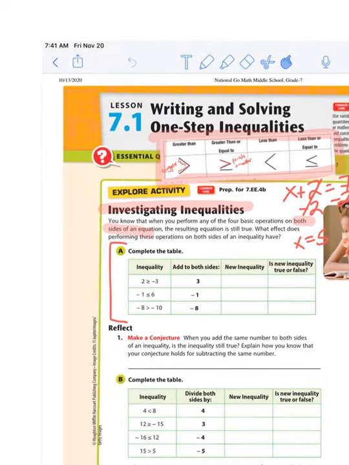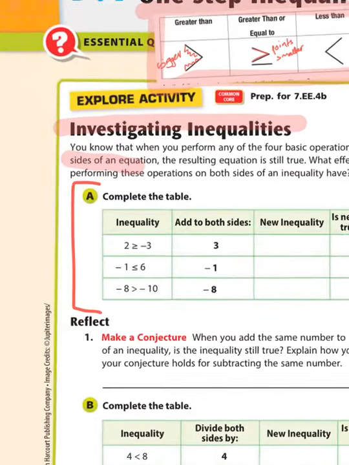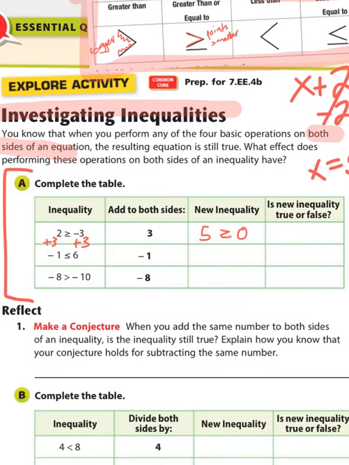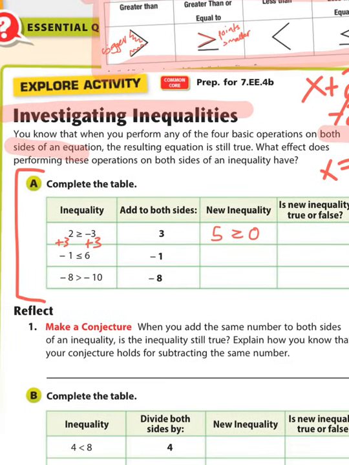Okay, so let's investigate inequalities a little bit. Looking at this table, if we add 3 to both sides of 2 is greater than or equal to -3, so we're going to add 3 to both sides. 2 plus 3 is 5. Keep the sign the same. And -3 plus 3 is 0. Is 5 greater than or equal to 0? I think that is true.